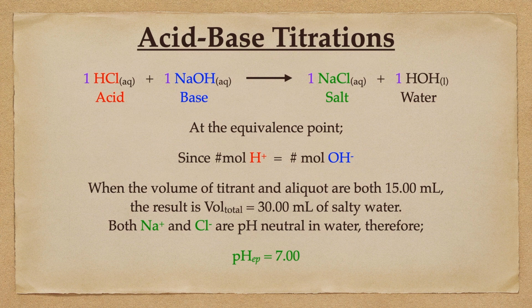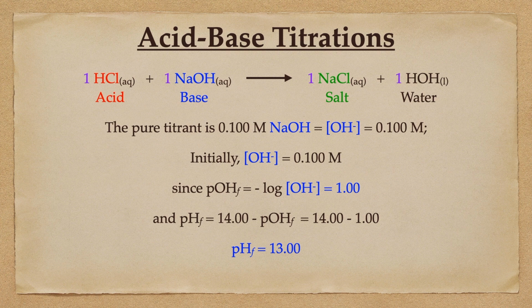When the volume of the titrant and aliquot are both 15 milliliters, the resultant volume is 30 milliliters of salty water, and since sodium ions and chloride ions are both pH neutral in water, the overall pH of this solution is now 7.00. If we consider simply the pure sodium hydroxide, concentration 0.1 molar, it would have a pH of 13.0.